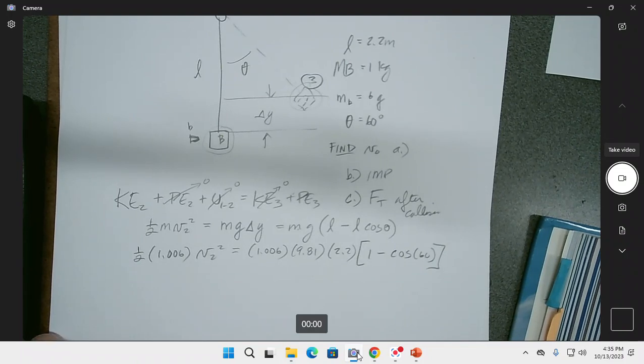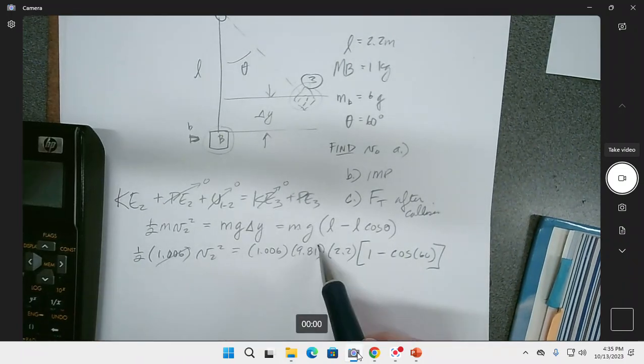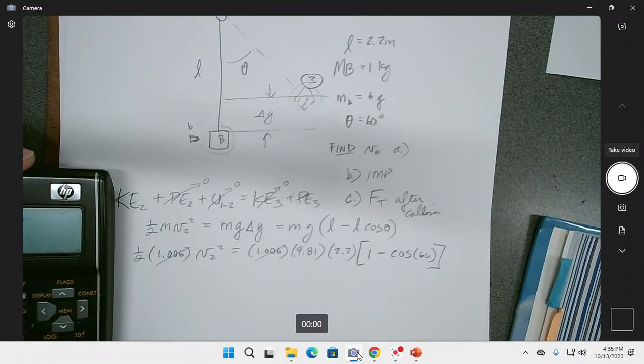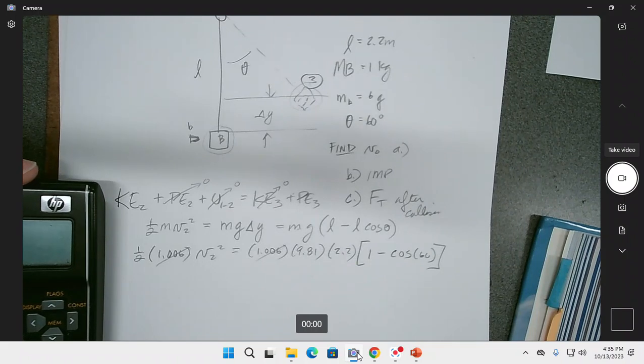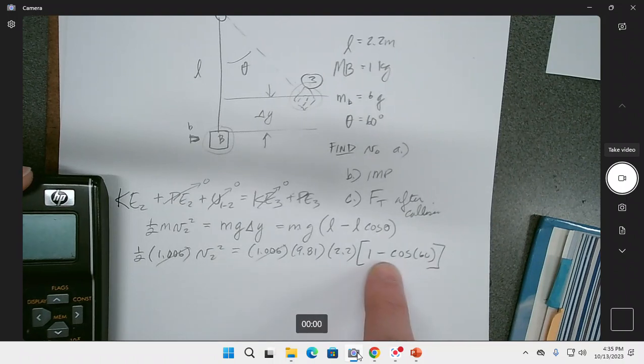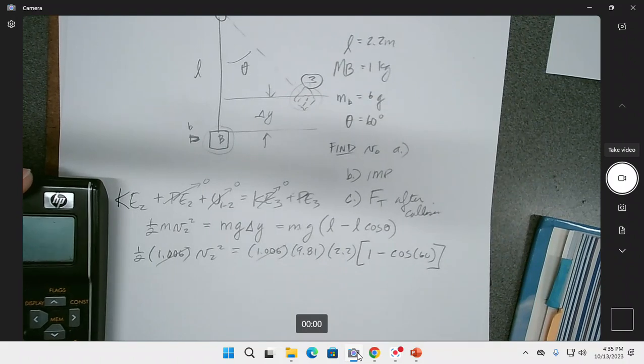I don't like that it cancels out. That bothers me. It cancels out here, but it doesn't cancel out in the momentum that you're going to do later. The mass is constant. So cosine of 60 is 0.5, that's easy enough, right? Okay, 2.2 times 9.81 times 2 times, square root.